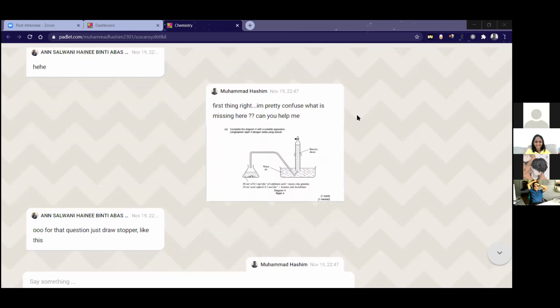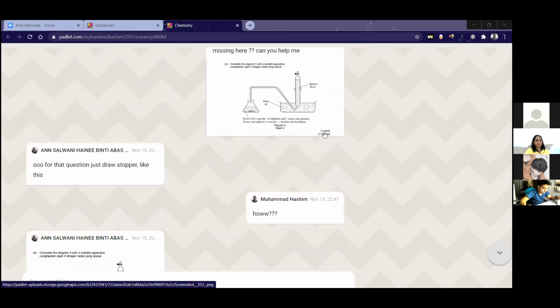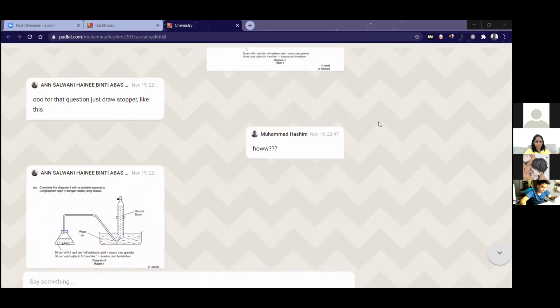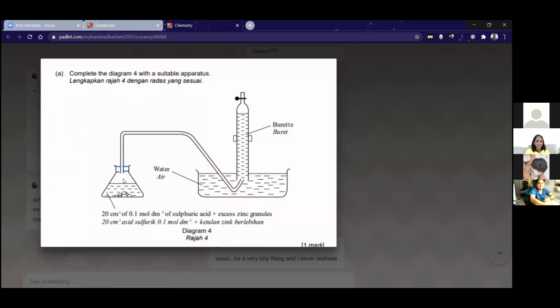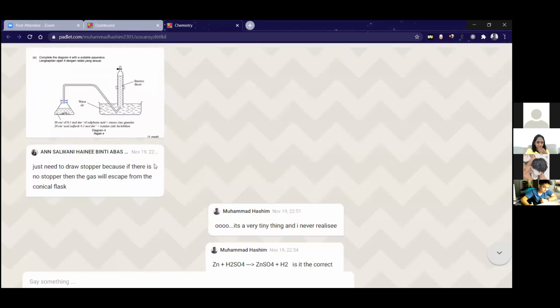Okay, first thing is, I'm pretty confused. What is missing in the picture? Can you help me? For that question, just draw a stopper like this, the blue one. So it's basically like this. You need to draw the stopper over here. Just need to draw the stopper because if there is no stopper, then the gas will escape from the conical flask.